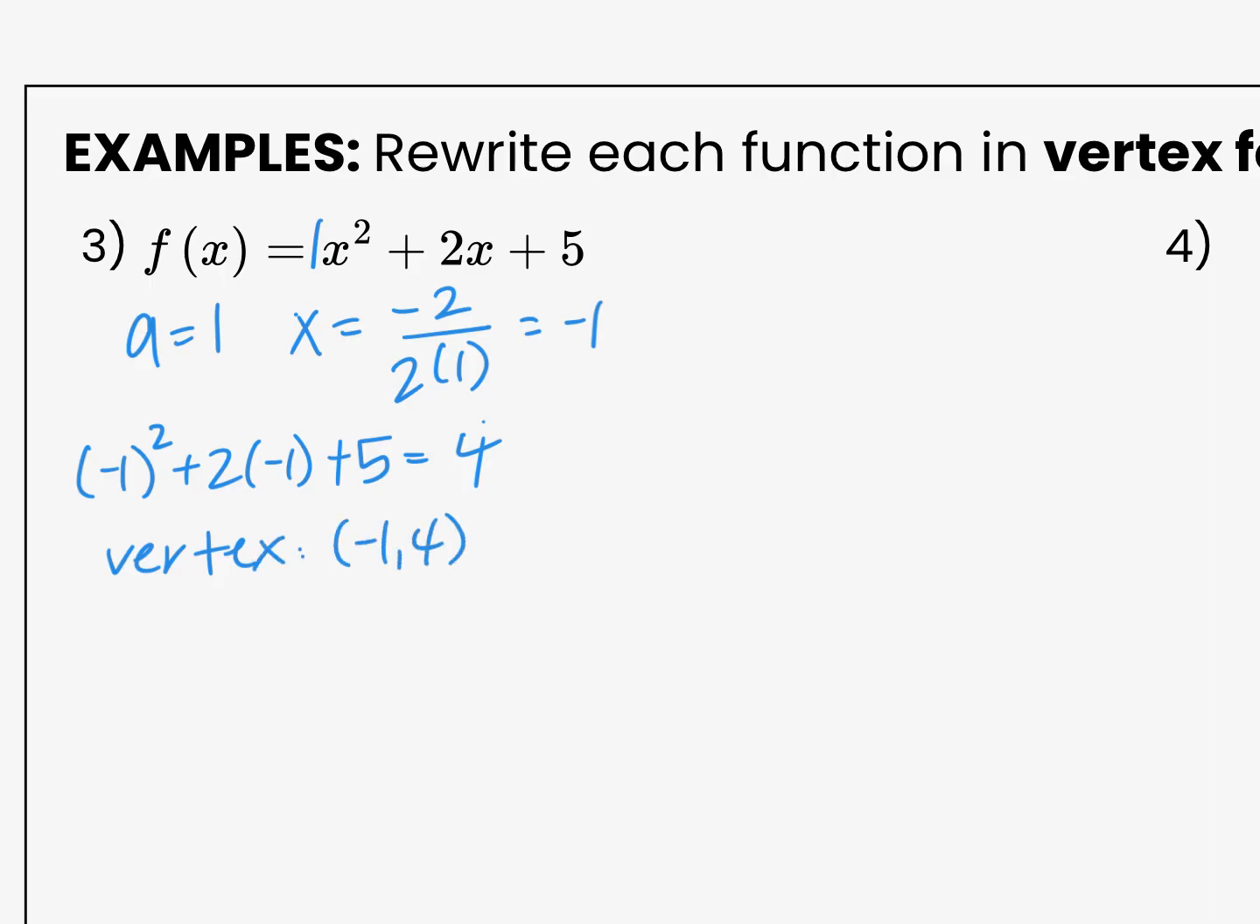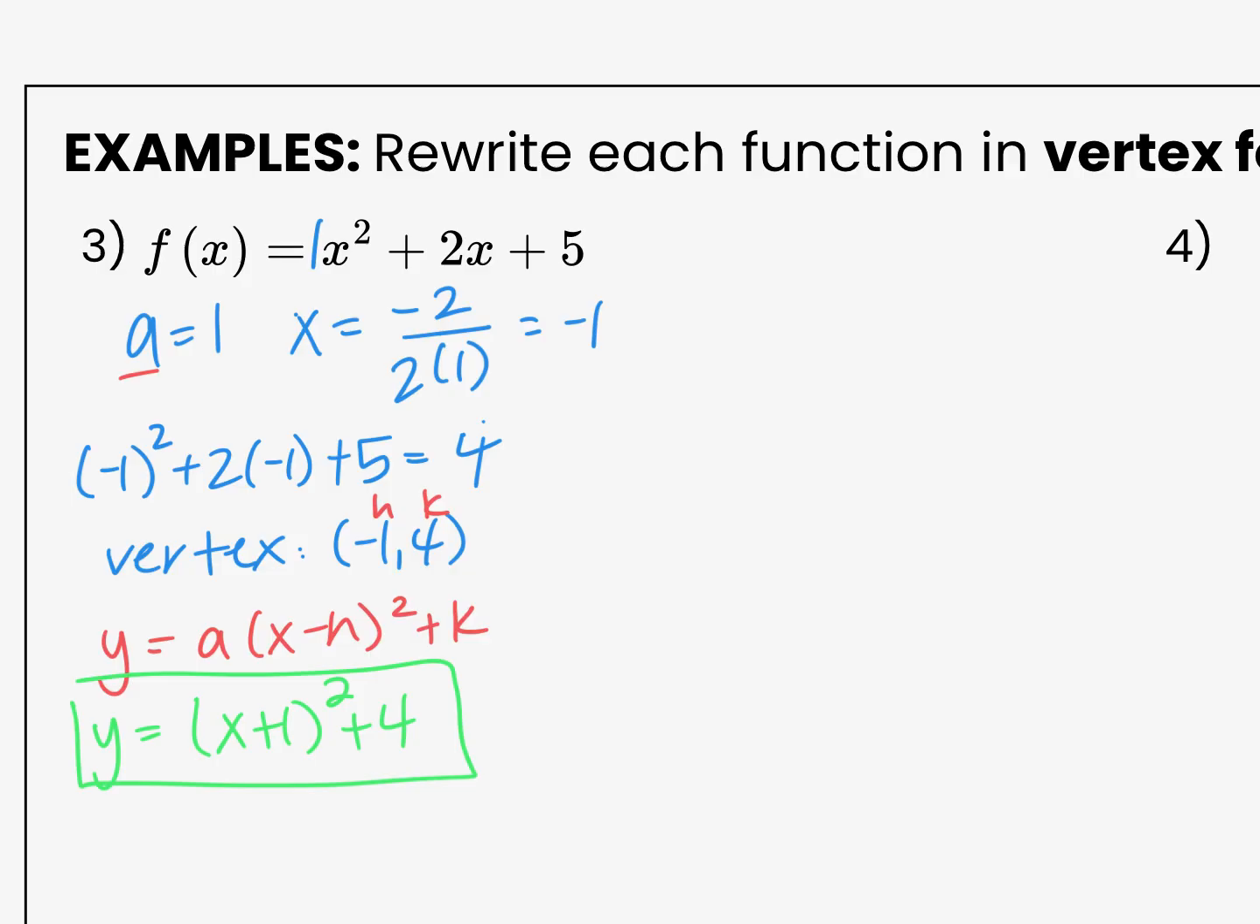So if I was going to write this in vertex form, that's a times x minus h squared plus k. Remember, this is h, this is k, and here's my a. So now it's just a matter of plugging things in. So I get y equals, a is 1, I don't have to write that. So x minus negative 1 would be plus 1 squared, and then plus 4. So that is my vertex form.